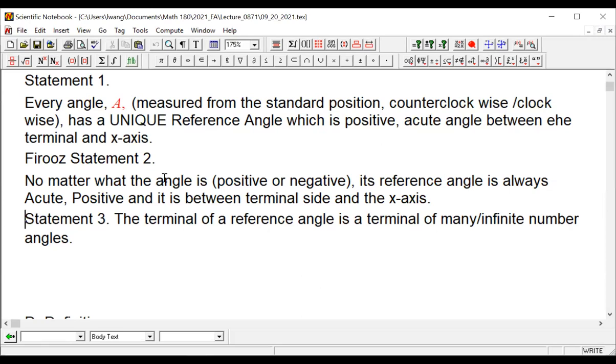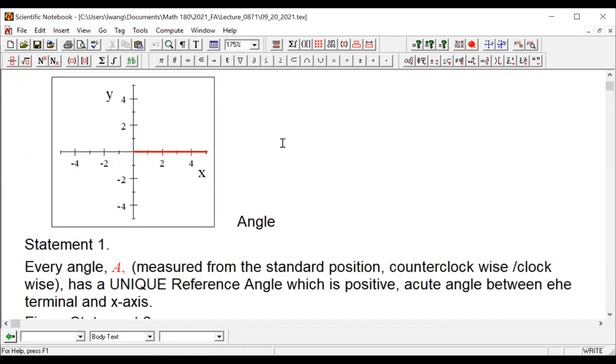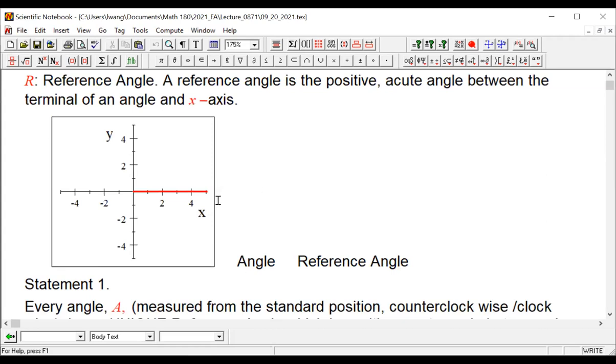What we just did, are you playing with those reference angles? Each reference angle, each terminal: once the terminal is fixed, the reference angle is fixed. But this terminal could be the terminal of many angles. Do you agree with me? I want you to read these 3 statements very carefully and reflect on the definition and on the practice we just did.